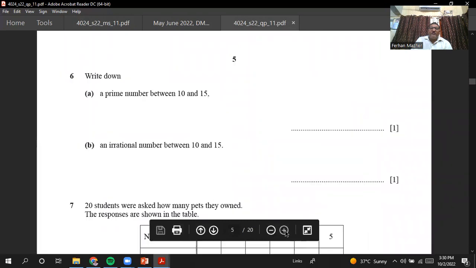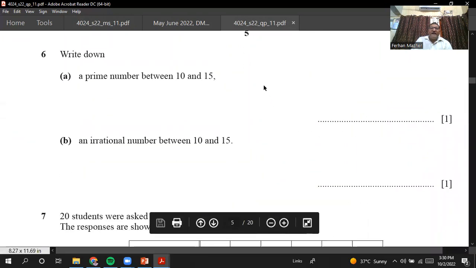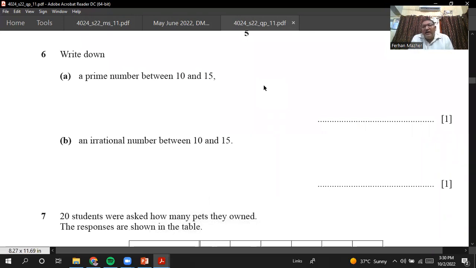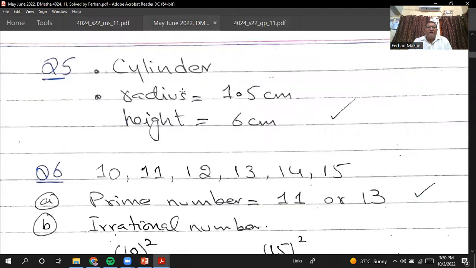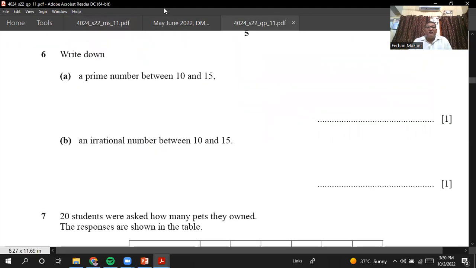The next question is question number 6. It says write down a prime number between 10 and 15. The trick is very simple. Take the square of 10, that will be 100. Take the square of 15, that will be 225. Between 100 and 225, take any prime number and take its square root. Sorry, here he asks only for the prime number. He says write down a prime number between 10 and 15. So a prime number between 10 and 15.